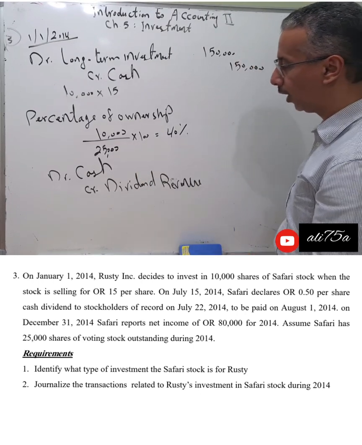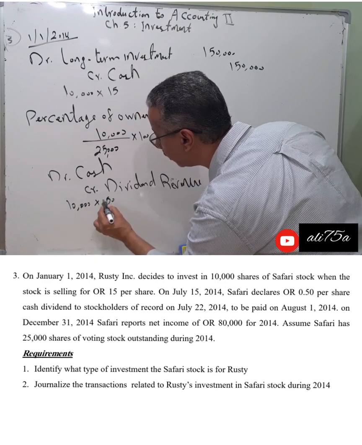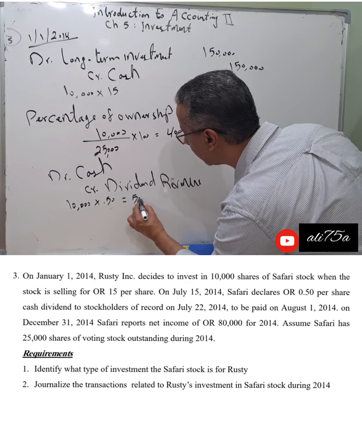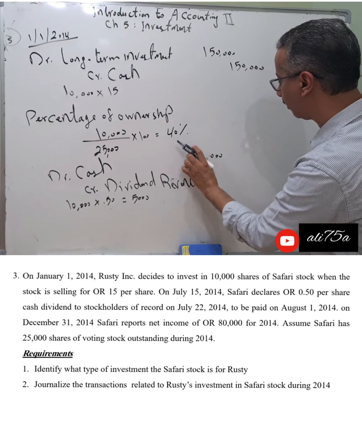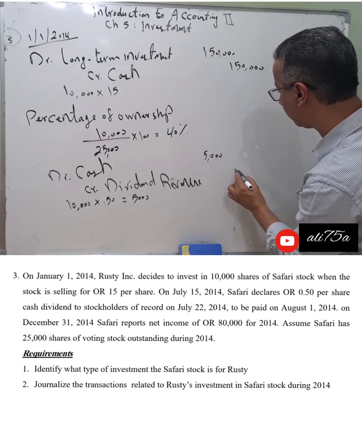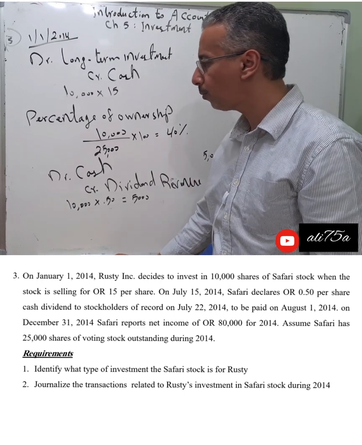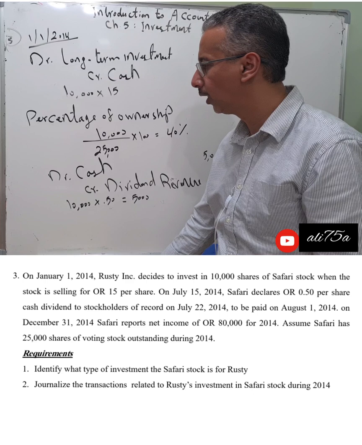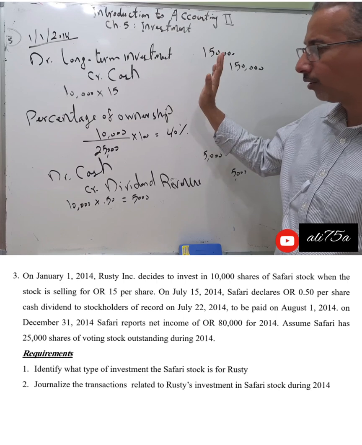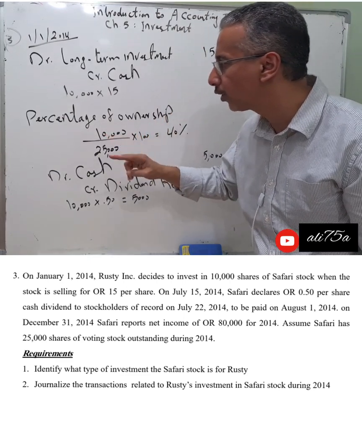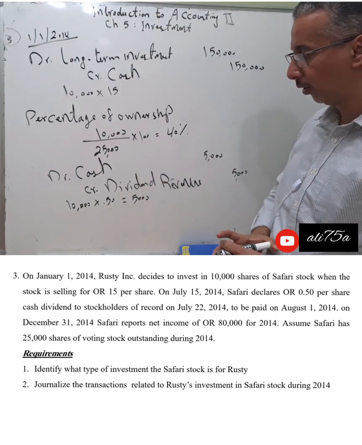How much? We have 10,000 shares, and they pay 0.50 for each share, so we'll have 5,000 as a dividend. 5,000 and 5,000. That's it, to analyze the transaction related to the investment. There is nothing other than these two transactions, the issue and the cash collected as dividend revenue.